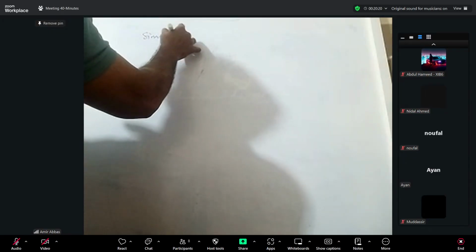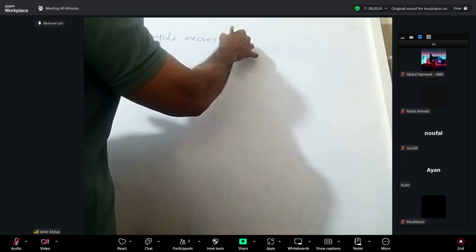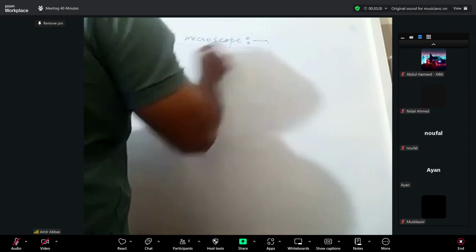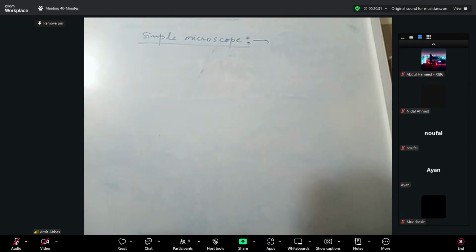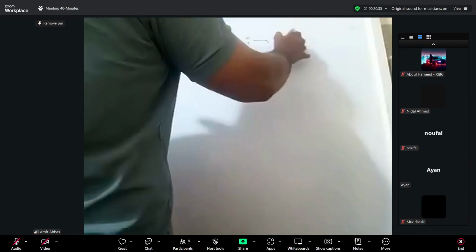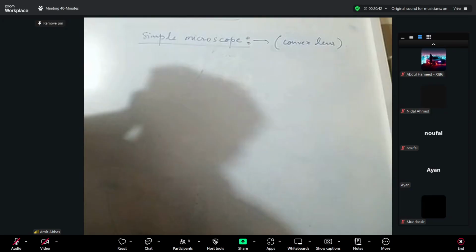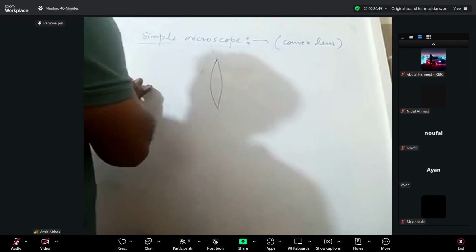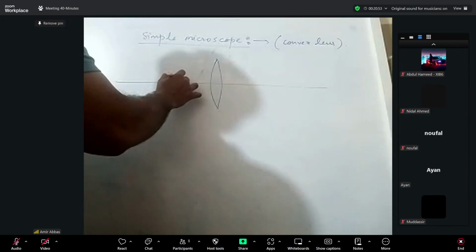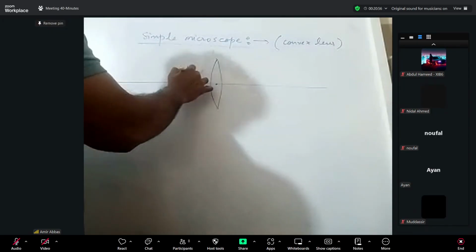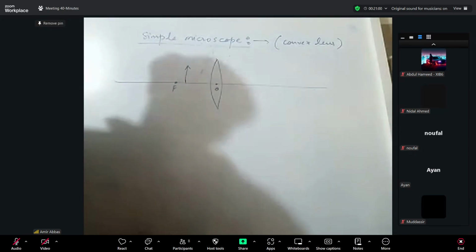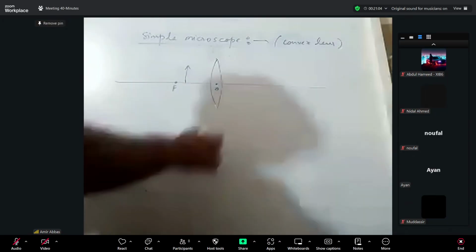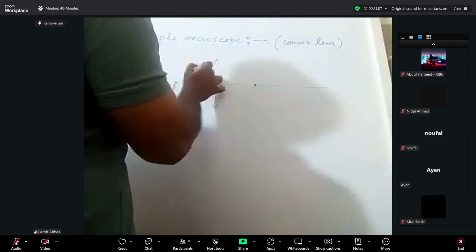Then the simple microscope is nothing but a convex lens in a condition where the image is formed virtual and indirect. So it is nothing but a convex lens in a condition where the image is formed virtual and indirect, which means the object should be between F and O. Have you got this, beta? Yes, sir.